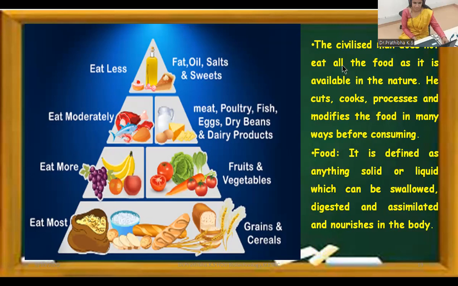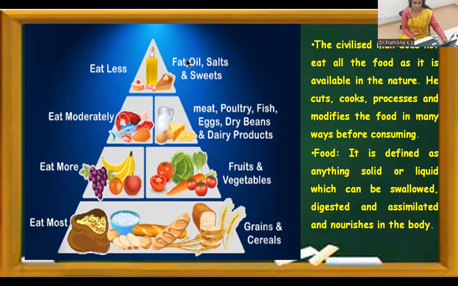The civilized man does not eat all the food as it is available in nature, right? He cuts, cooks, processes. Cuts means vegetables, fruits, everything. We usually don't eat directly, so we cut, cook, process, and modify the food in many ways before consuming it as per our need. Food is defined as anything solid or liquid which can be swallowed, digested, assimilated, and nourishes the body.